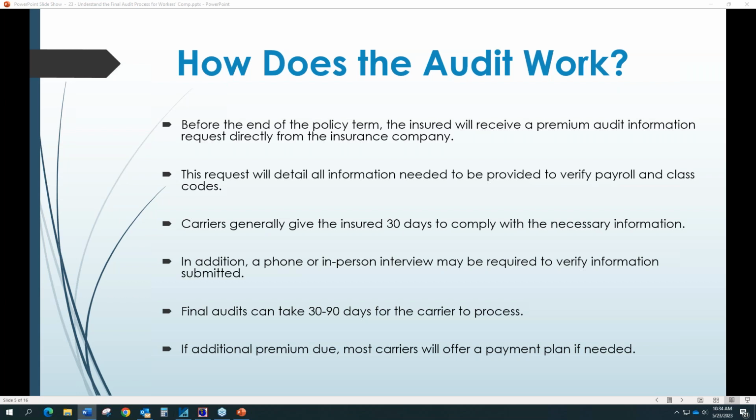So once the carrier has processed the audit, it will be issued to the insured and also the broker. If actual payroll submitted on the audit is lower than what was originally quoted by the carrier, the insured is going to receive a refund. But if actual payroll is higher than what was quoted, the insured is going to end up owing additional premium to the carrier. So if a large amount of premium is owed at the end of the audit, carriers will likely approve a payment plan for the insured.